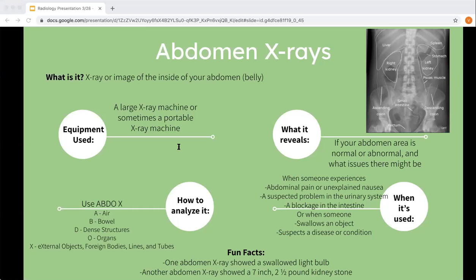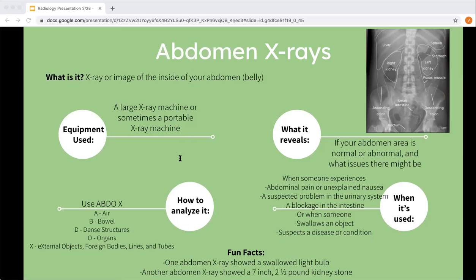Other things it can reveal are fluid buildup in the abdomen, blockage of the intestines, and maybe even gallstones, which is a hardened deposit in the fluid of your gallbladder. Another thing abdomen x-rays reveal is if one of your organs is enlarged and if they are in the right place. Overall, an abdomen x-ray reveals if your abdomen and everything in it is normal and healthy, or if it is abnormal and something is wrong. It can then reveal what exactly is wrong with your abdomen.